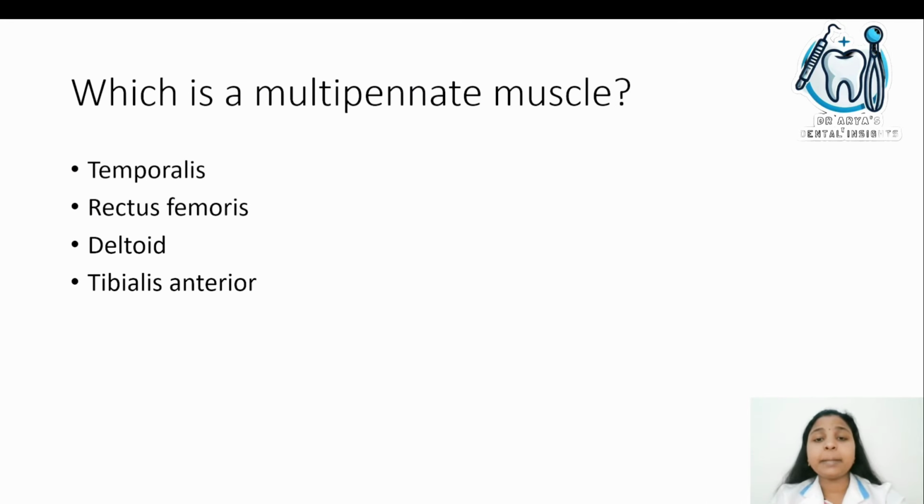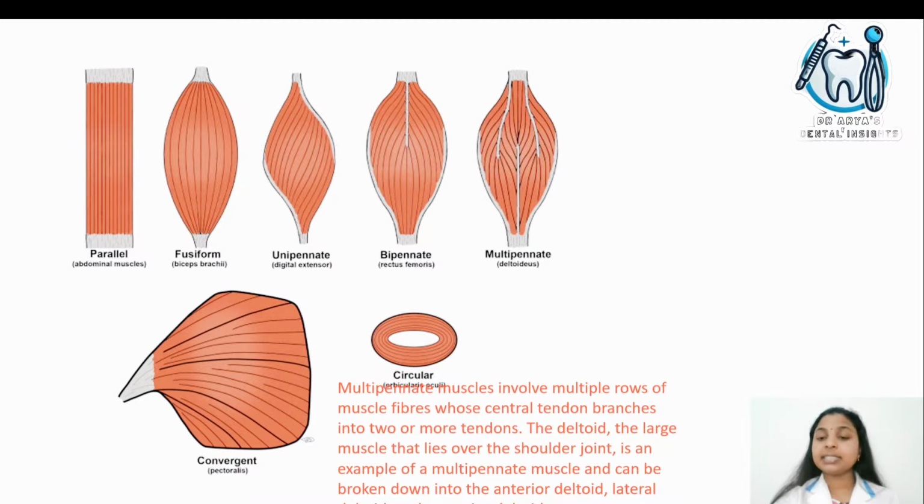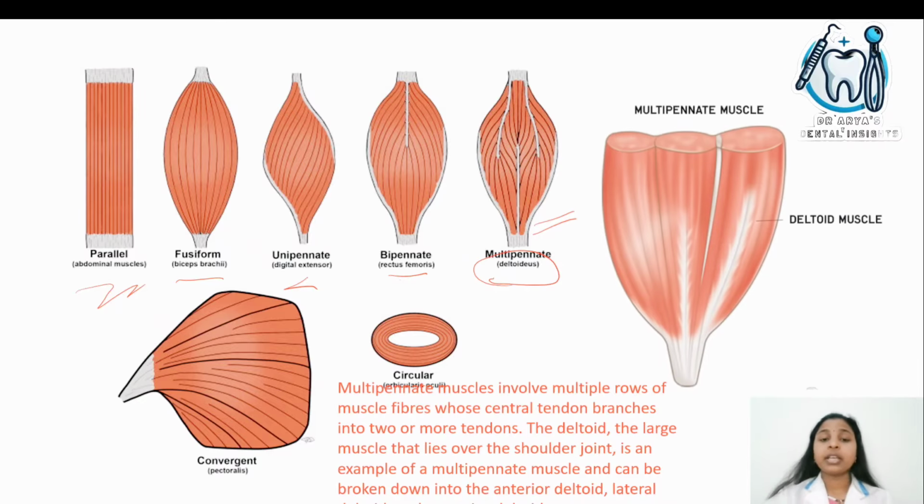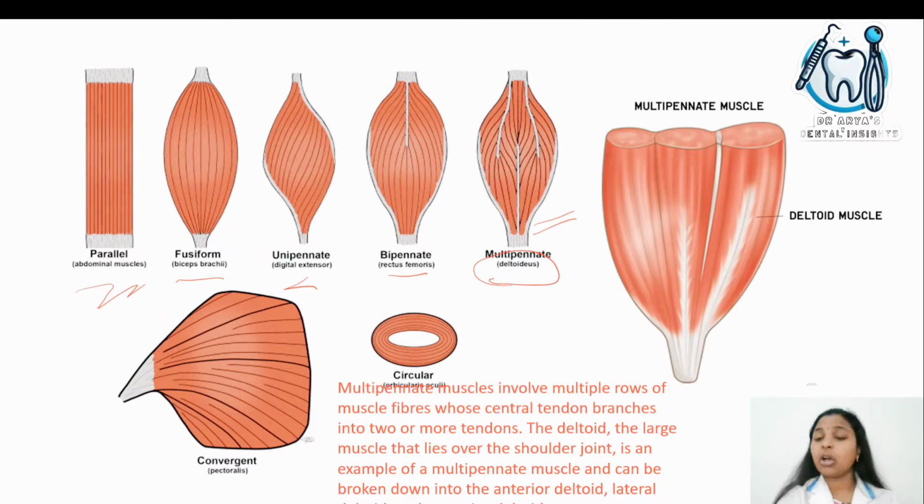Then, which is a multipennate muscle? Temporalis, rectus femoris, deltoid, tibialis anterior. So coming to the structure of some skeletal muscles. These are some of the structures of skeletal muscles. These are the abdominal muscles, which are parallel. Then biceps brachii, which is fusiform. Digital extensor is unipennate. Then rectus femoris is bipennate. Then this is the deltoid muscle, which has a multipennate arrangement. And this is the pectoralis, which has a convergent arrangement. And also this is the circular muscle, seen in orbicularis oculi.